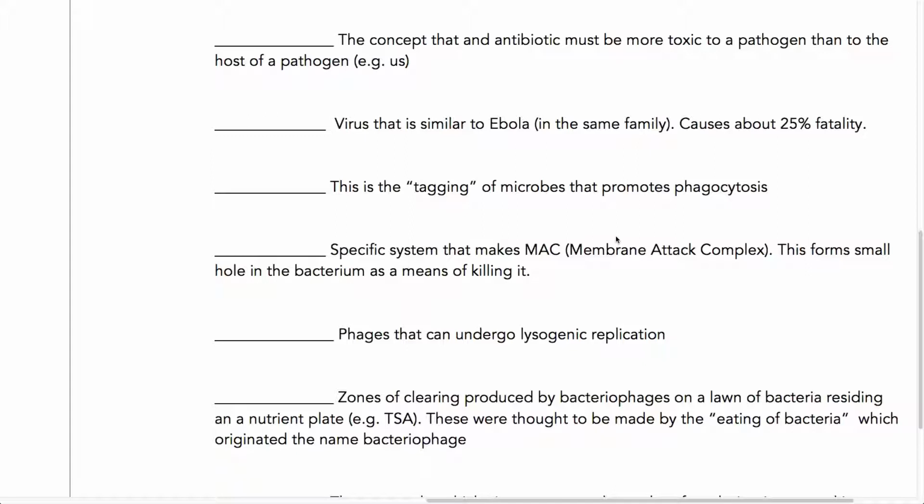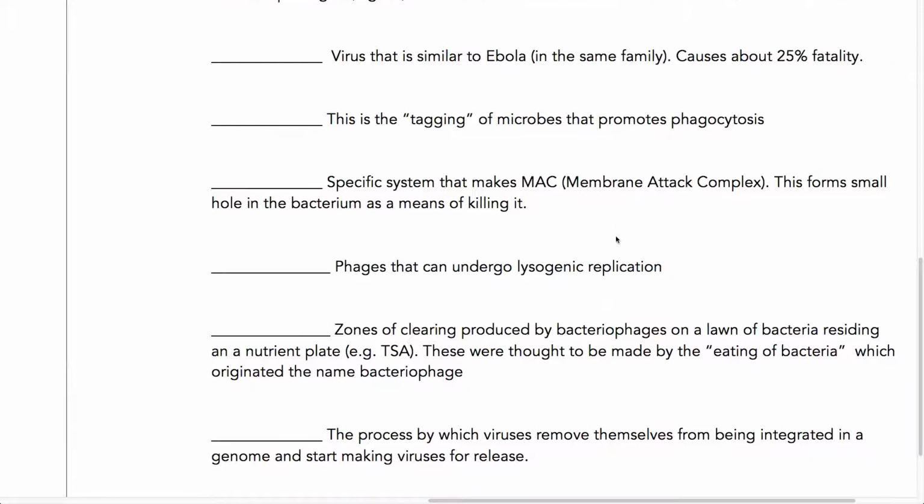Okay. Zones of clearing produced by bacteriophages on a lawn of bacteria. We thought this was from them, quote unquote, eating it, but we had a specific name for those zones of clearing made on a plate. Inhibition. Not inhibition, that's zones of inhibition. That's from antibiotics. This was on the plate where there's little zones of clearing. Plaques. Okay.